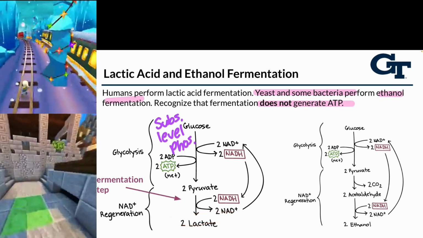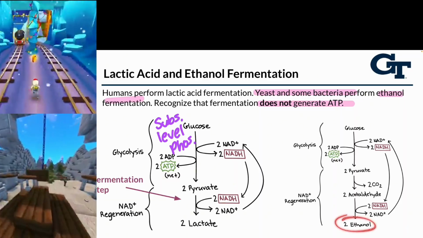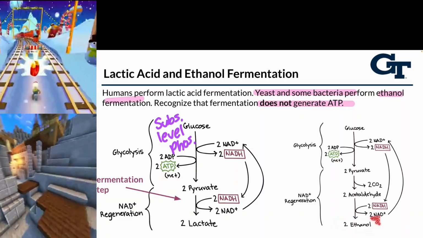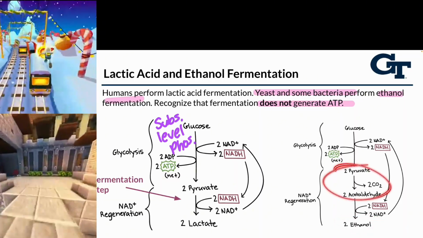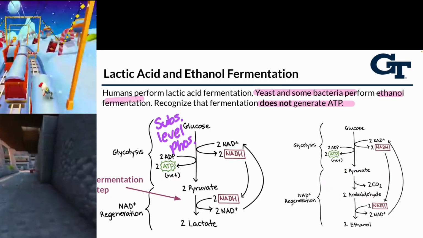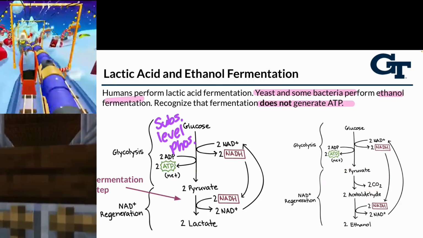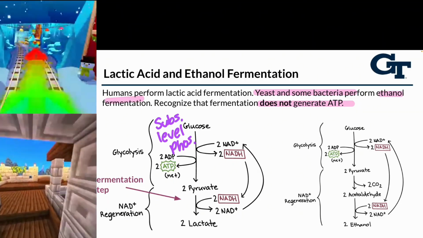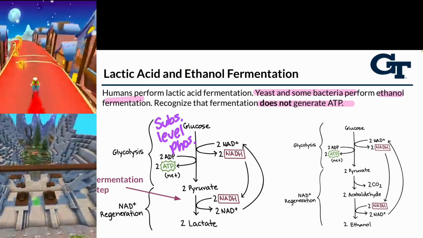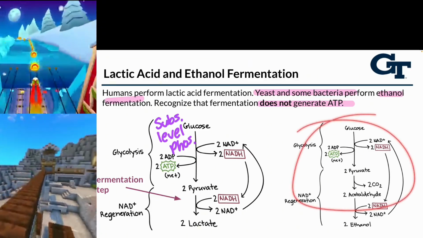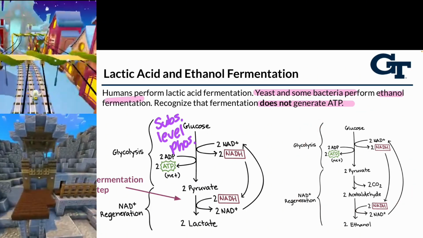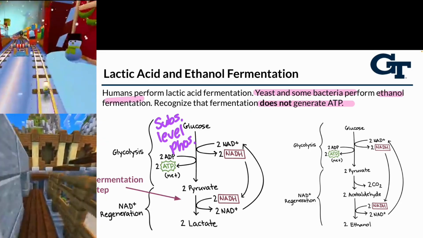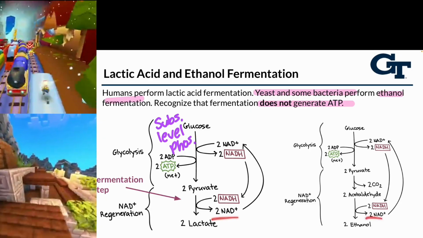And again, same process in yeast and those bacteria when they perform ethanol fermentation. We're still regenerating NAD+. We just have this extra intermediate of acetaldehyde, which releases CO2 as a byproduct. That's why beer, other products, kombucha, has CO2 in it, because that's what we're producing as a result of anaerobic ethanol fermentation. Big idea here, key takeaway, we're regenerating NAD+.